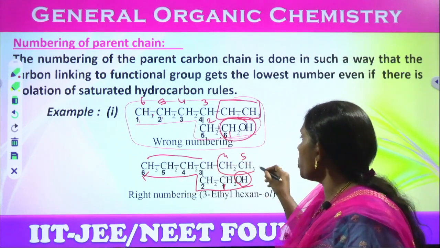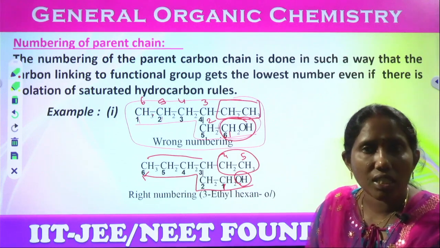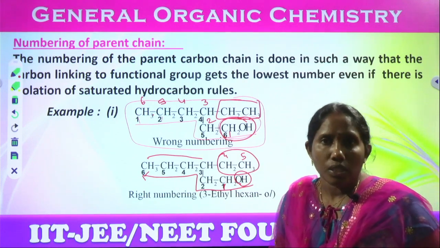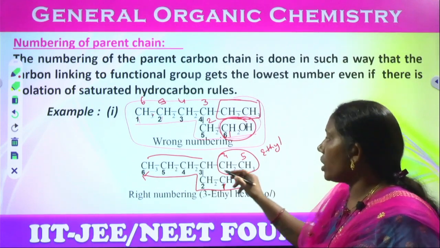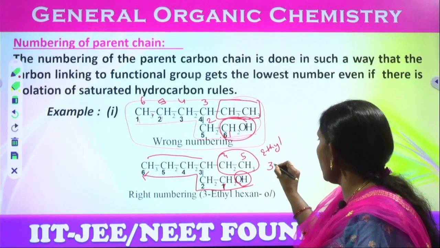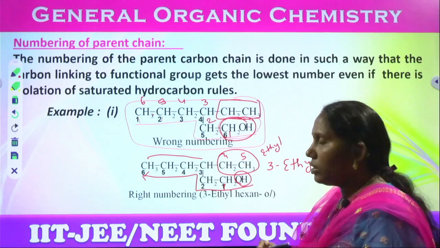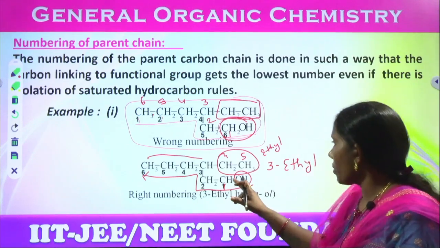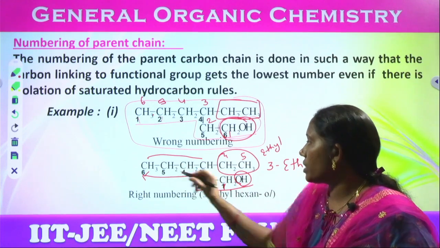So at the third position we have a CH2 CH3 group. CH2 CH3 is nothing but C2H5. C2H5 means ethyl. So the ethyl substituent is present on which carbon? Third carbon. So we will write 3 ethyl, and 1 2 3 4 5 6.